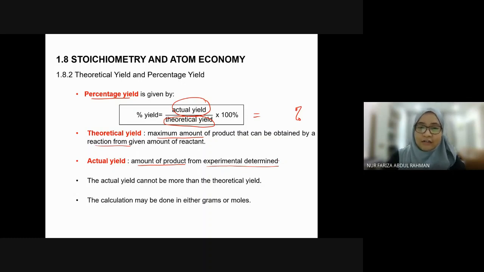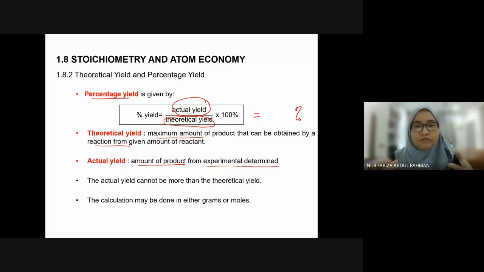The real one would always be less. It would be less than the theoretical yield. So theoretical is based on theory, excluding other factors, which allows us to determine the maximum possible amount of product that can be formed from the reaction. But is it possible?